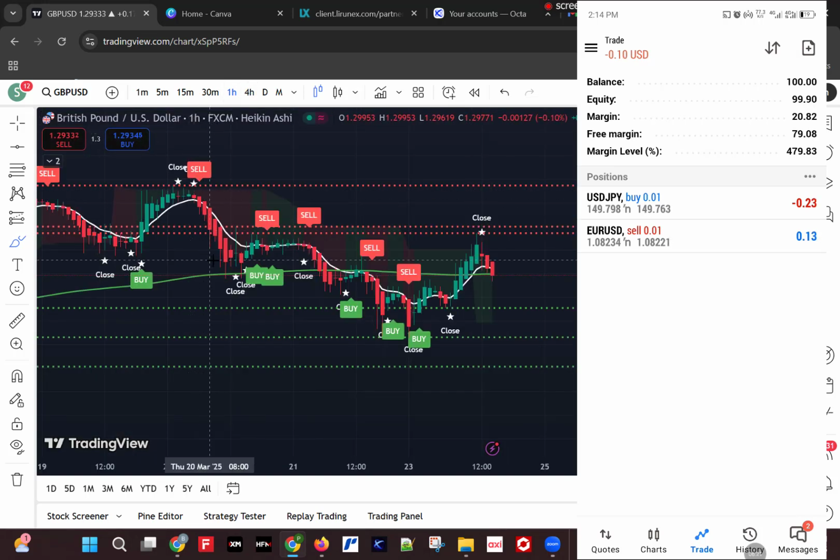So right now we are currently just on these 2 particular trades. Let's see how it goes.